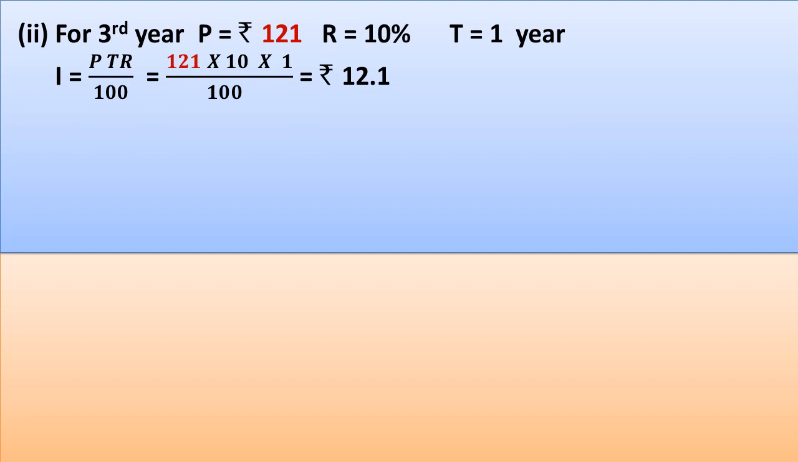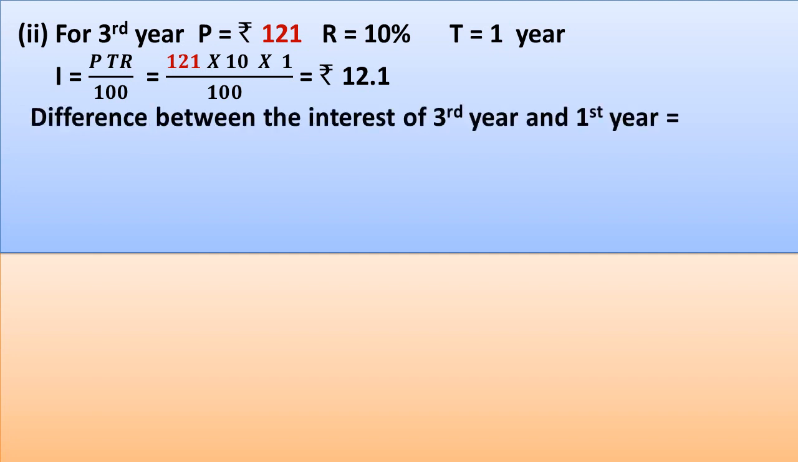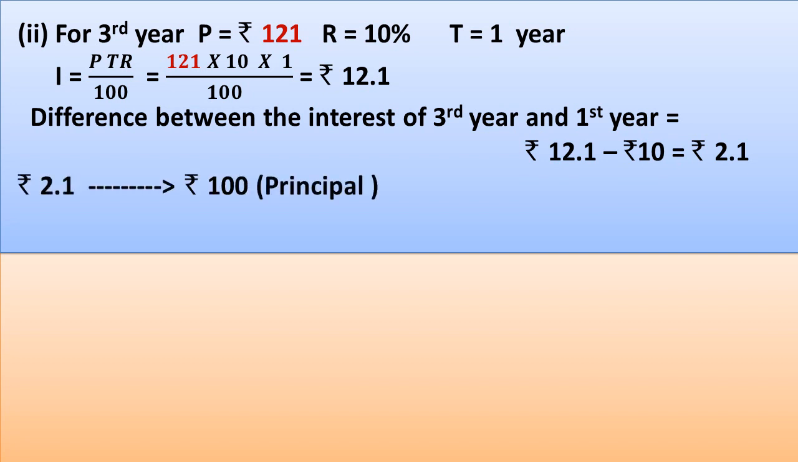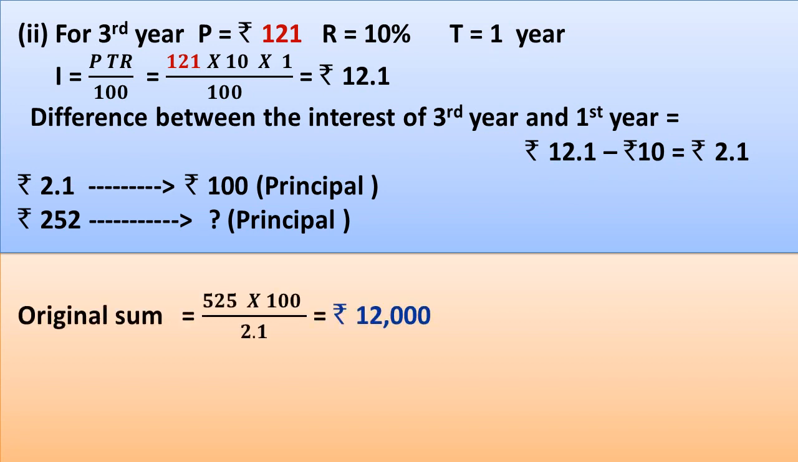As it is given in the question, the difference between the interest of the third year and the first year, let us calculate what is the difference for the principal amount 100, which we assumed in the beginning of the question. So the difference between the interest of the third year and the first year is equal to rupees 2.1. Now compare this with the given interest in the question. If the difference is rupees 2.1, then the principal or the sum will be equal to rupees 100. If it is rupees 252, what is the principal? So the principal will be equal to rupees 12,000.